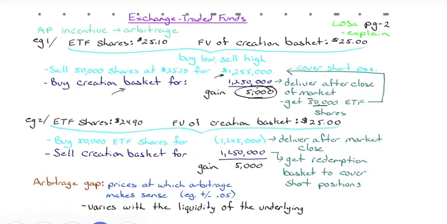Now notice what we're doing here. We're selling 50,000 shares, so this will start to push the price of the ETF down. And we're buying the underlying shares in the creation basket, so this will start to push the price of these shares up to the point where there is no arbitrage anymore. And that's how the ETF shares trading intraday in the market stay very, very close to what the intraday net asset value is. Let's go the other way.